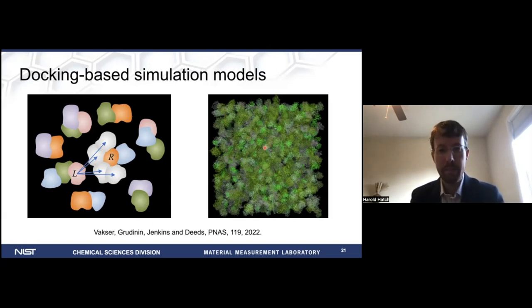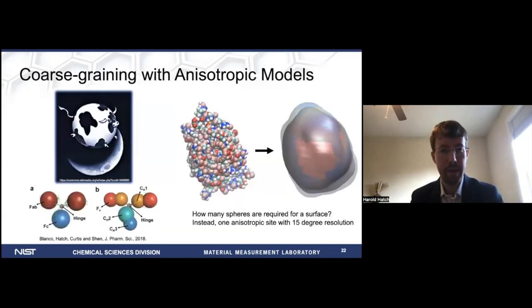But I was very inspired by the idea, and I thought, what if we had represented a protein with an all-atom model to begin, and then we looked at decorating the surface with what you can think of as like binding sites. So here I'm showing lysozyme, where the surface is decorated with these pink MOF beads with a 15-degree resolution in the solid angles.